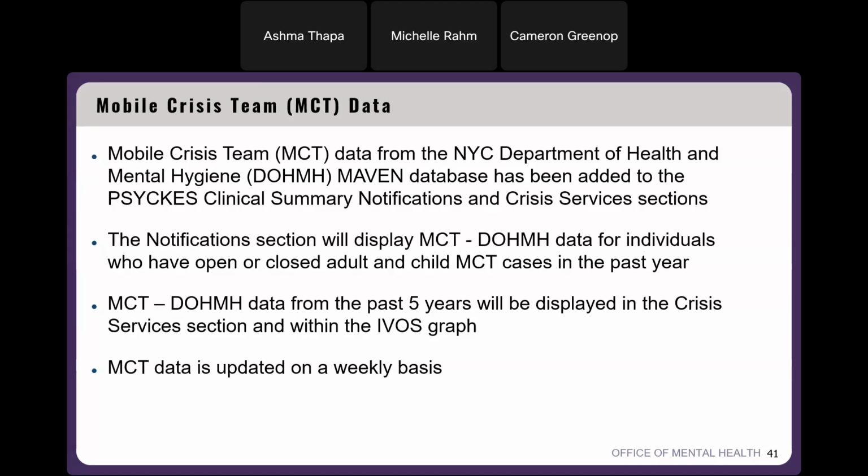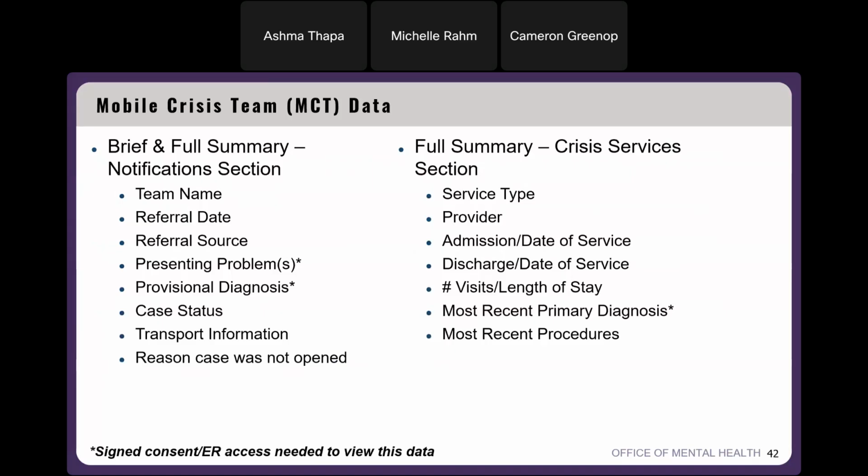Then within the past 5 years, if they've had an MCT service, that would be displayed in the crisis services section and within the IVOS graph. And this data is updated on a weekly basis. So I wanted to show what data elements would be included for MCT data within the notification section versus the crisis services section. On the left-hand side, we have, for the brief and full summary, the notification section.